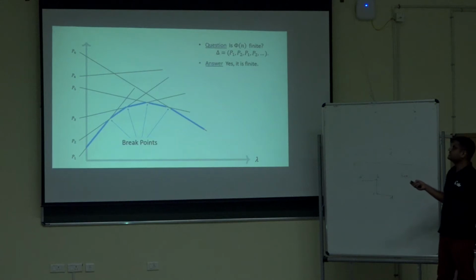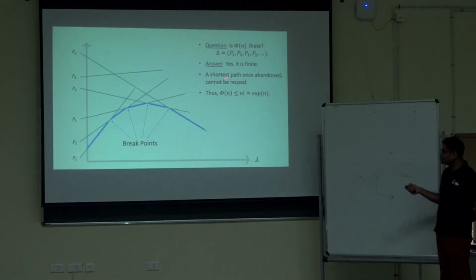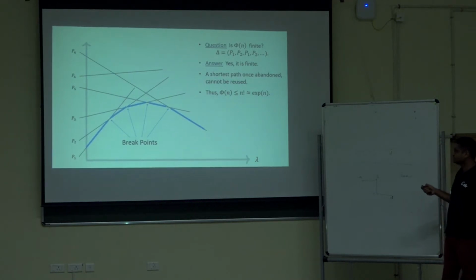So far this just implies that it is finite, and this implies an upper bound. This is the statement that I was saying: a shortest path once abandoned cannot be used. Once P1 is lost, it will never be the shortest path again. Once P2 is lost, it will never be the shortest path again, and so on. And this yields a trivial upper bound of n factorial, because in the worst case the number of paths in any graph can be as big as n factorial, which is exponential. Is this clear? But this is not a good upper bound. Obviously, you want something better. Okay.